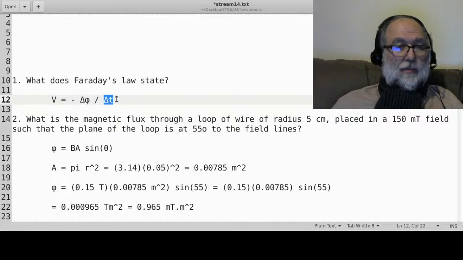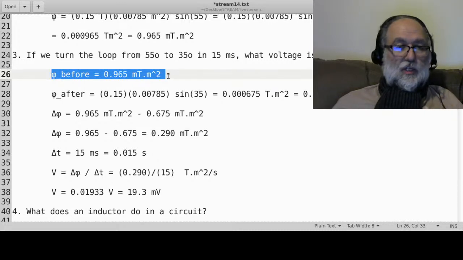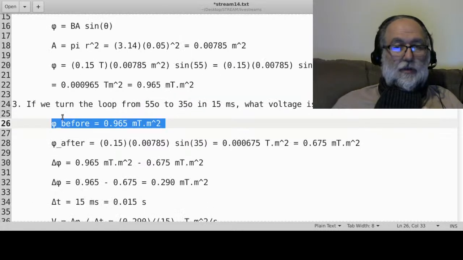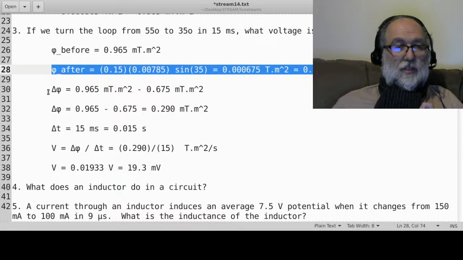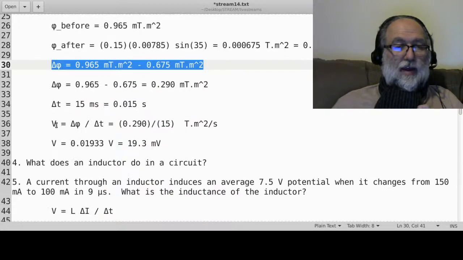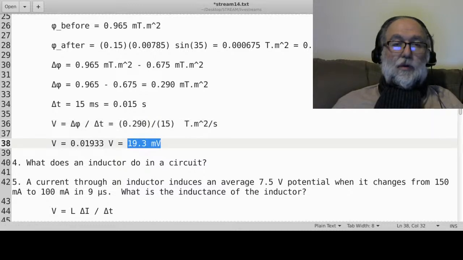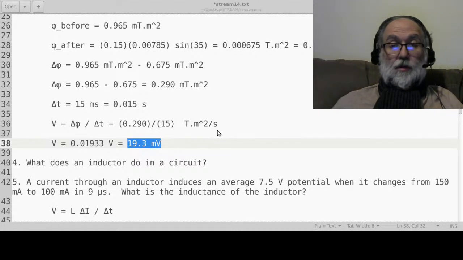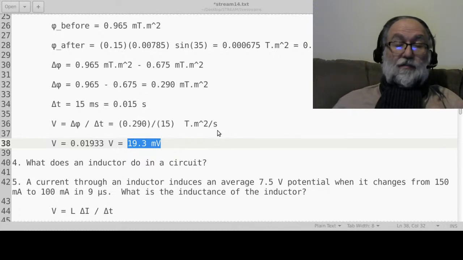Okay, change in flux divided by the change in time. The change in flux, there was a flux before, which we calculated in question 2. There was a flux after, which we calculated in the same way that we did question 2. The change in flux is just the difference between the two. Okay, divide that by 15 milliseconds. So the change in flux divided by 15 milliseconds gives us 19.3 millivolts. Okay, so in turning that loop from 55 to 35 degrees, there's a slight change in flux. We did it in 50 milliseconds, so we got 19.3 millivolts.